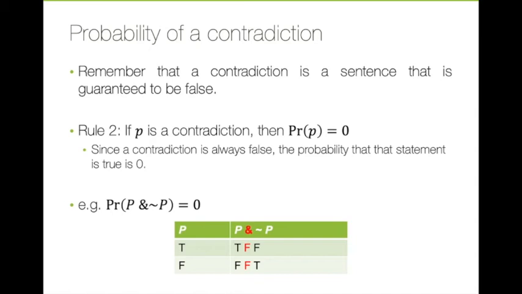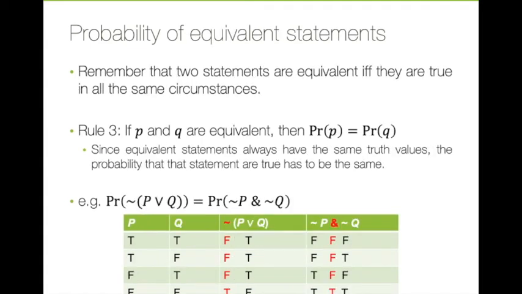This tells us that there's no chance that the sentence is true. And that makes sense, since a contradiction is always false. So the sentence P and not P is a contradiction, and again we have our truth table that proves it. The sentence is false no matter whether P is true or false. So given that we can show that this is a contradiction, the probability of P and not P is equal to 0.